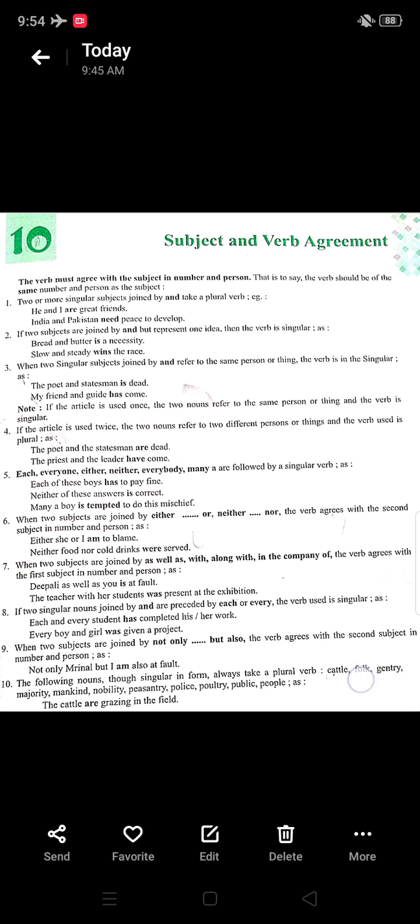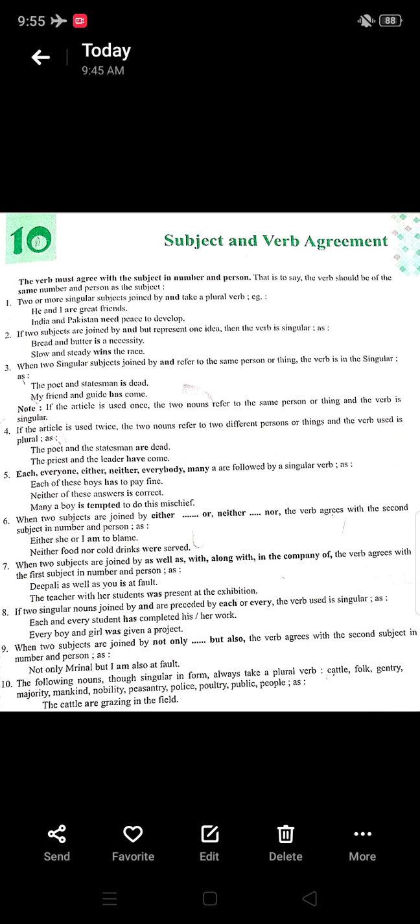Ninth rule states that when two subjects are joined by not only but also, the verb agrees with the second subject in number and person. Not only Mrinal but I am also at fault. Here two subjects are there, Mrinal the first subject and I the second subject, and they are joined by the not only but also combination. Then the verb agrees with the second subject, and second subject here is I, and I always takes am. What comes with I? Am comes with I. So here, not only Mrinal but I am also at fault.